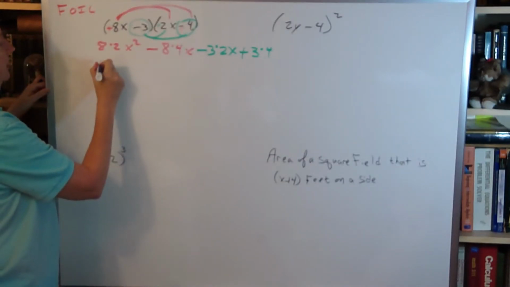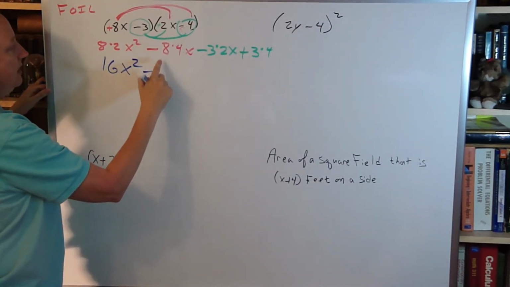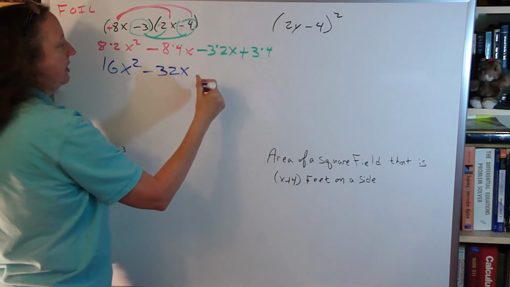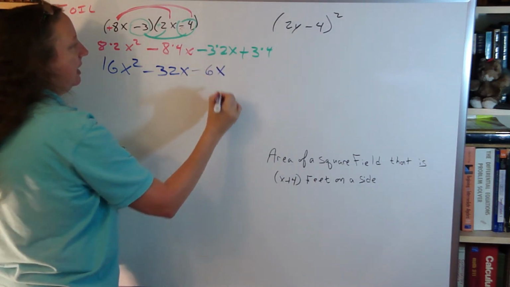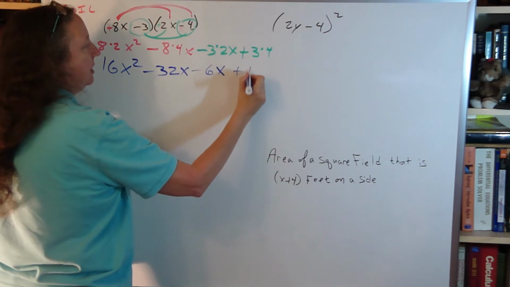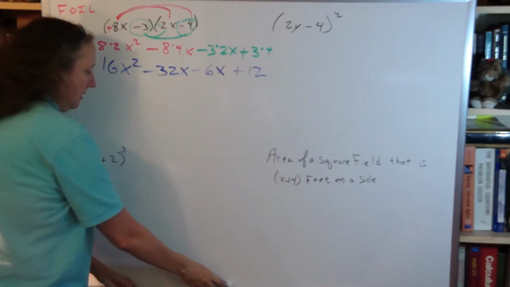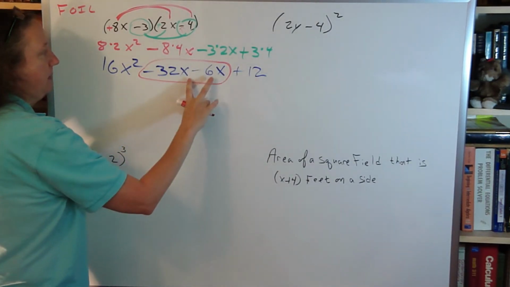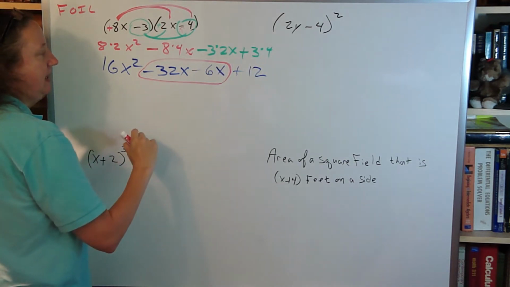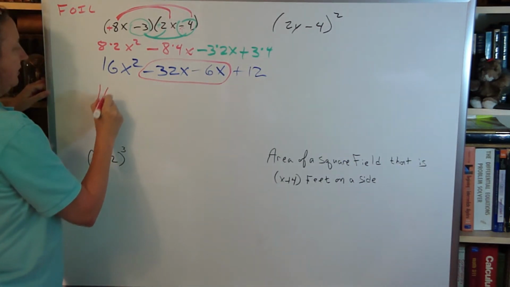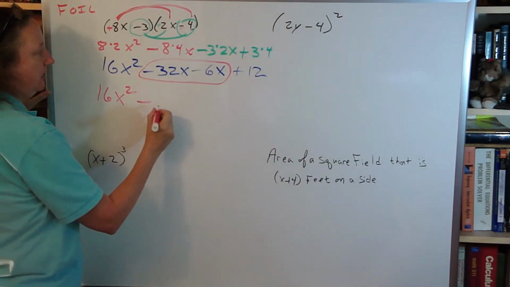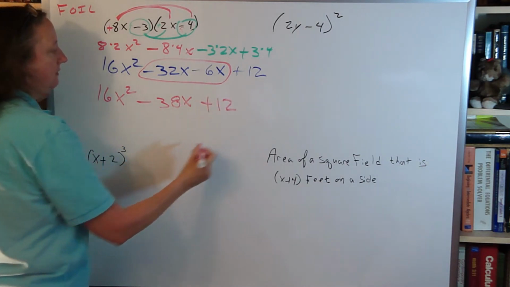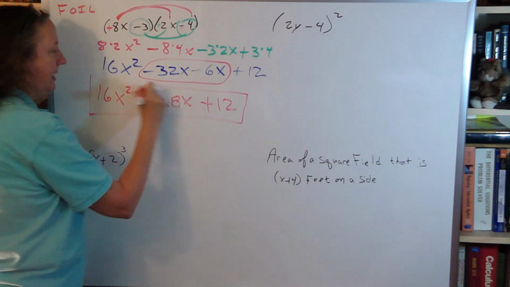So 8 times 2 is 16, x squared, minus 8 times 4 is 32, x, minus 3 times 2 is 6x, plus 3 times 4 is plus 12. Combine my like terms. They both have x. The exponent is the same on them. I add them together. So I have 16x squared minus 38x plus 12. And that is my answer.